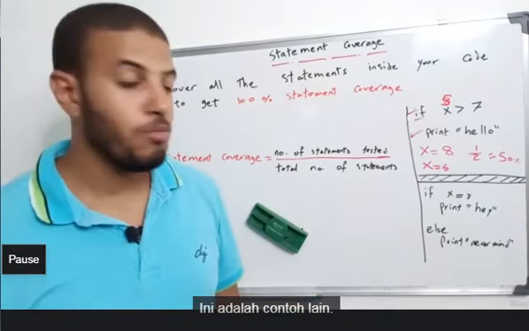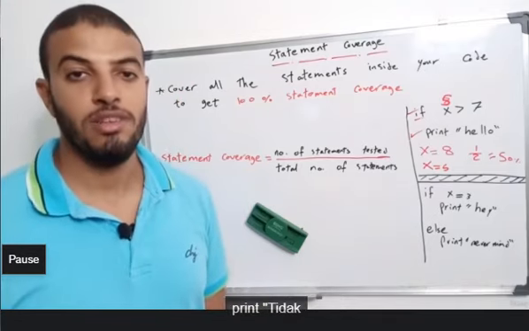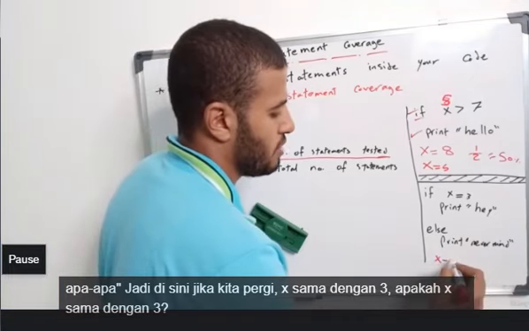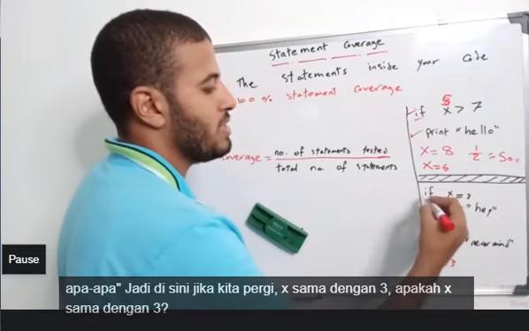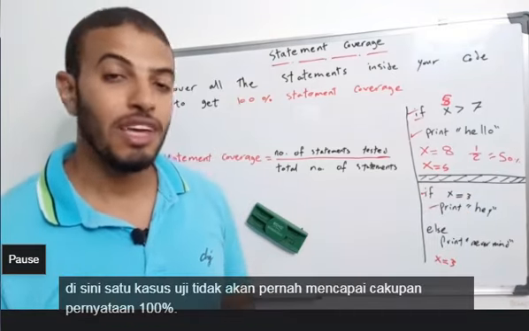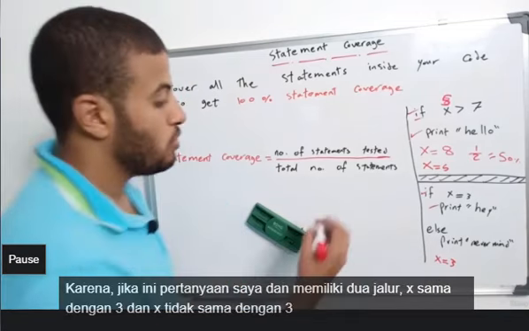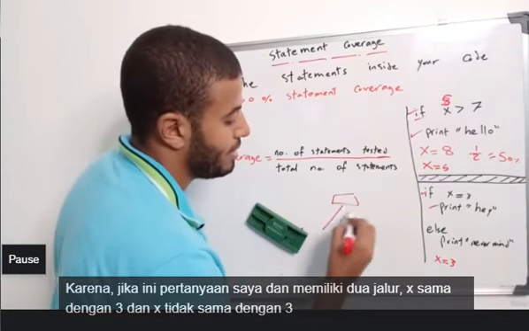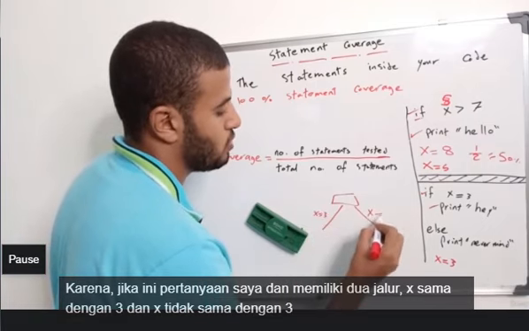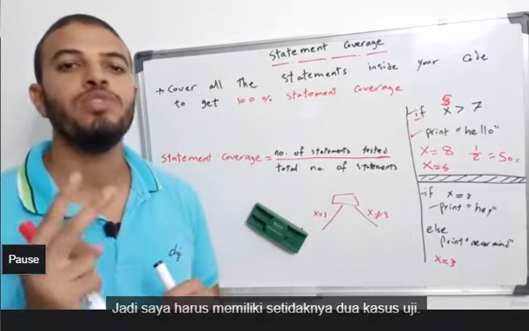This is another example. If x equals 3, print hey, else print never mind. So here, if we go x equals 3, is x equal to 3? Yes, I will print hey. Here, one test case will not achieve 100% statement coverage ever. Why? Because this is my question and it has two paths: x equals 3 and x does not equal 3. So I must have at least 2 test cases.